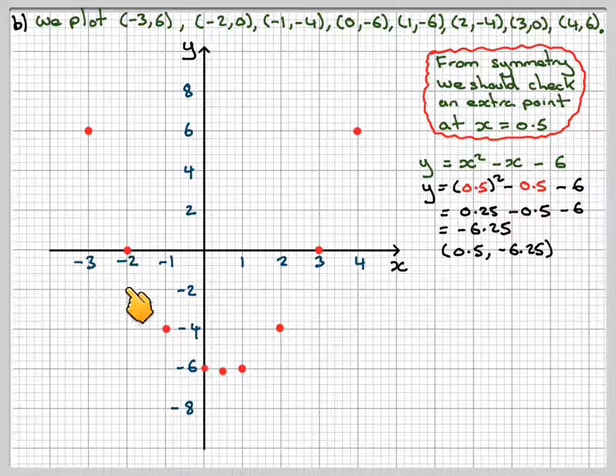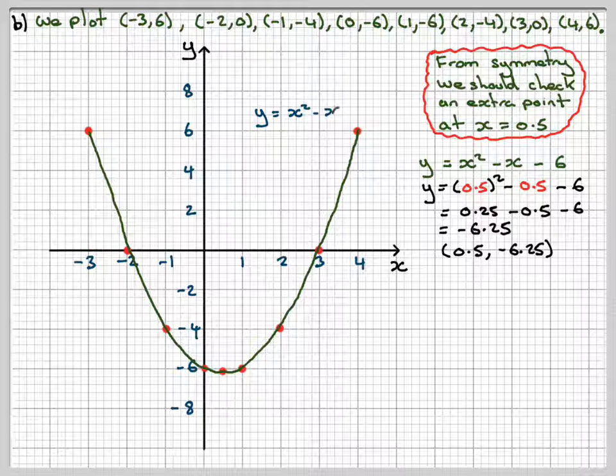Maybe one way is to turn your paper upside down and keep your wrist on the paper as you do it. Make sure you use a pencil so that you can rub out any mistakes that you make. So there we go, and then at one end you should label the graph y is equal to x squared minus x minus 6.